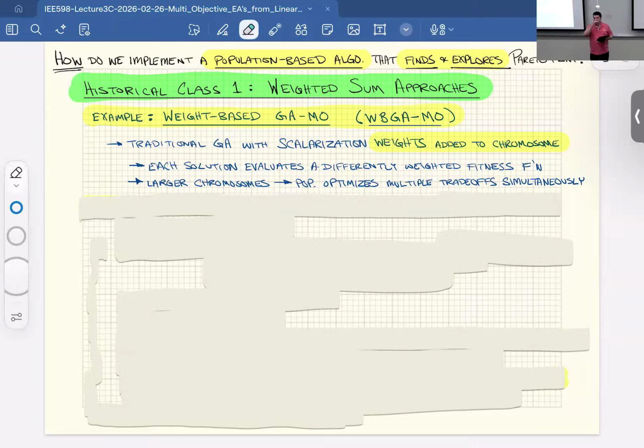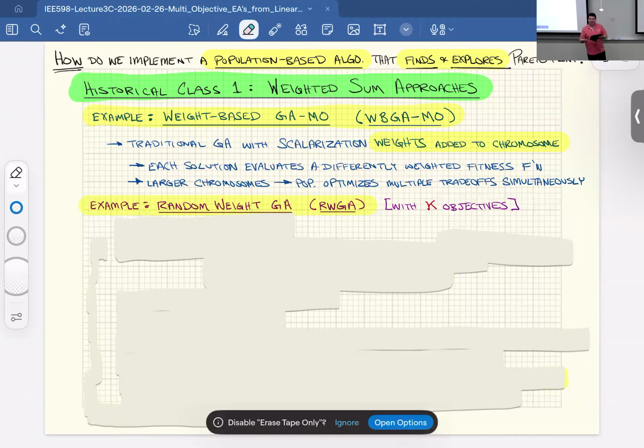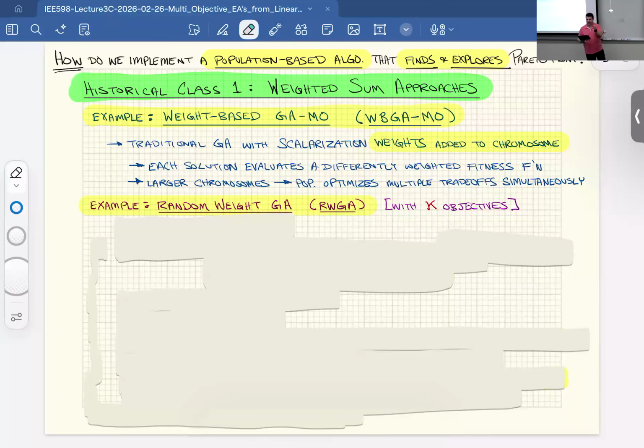It had no explicit pressure on diversity or uniformity across that Pareto frontier. So people started to come up with ways to slightly change the GA to make it move towards a more multi-objective structure. So random weight GA was a way to do that. So imagine you have capital K objectives.